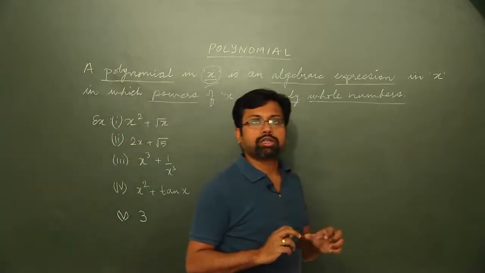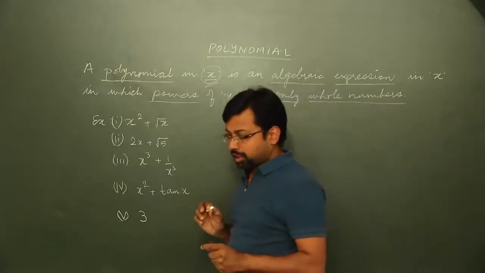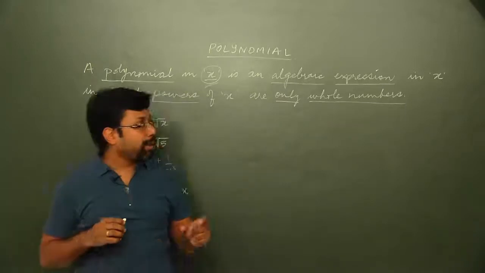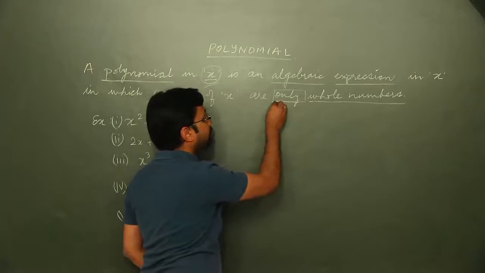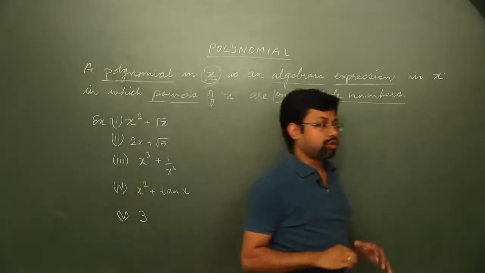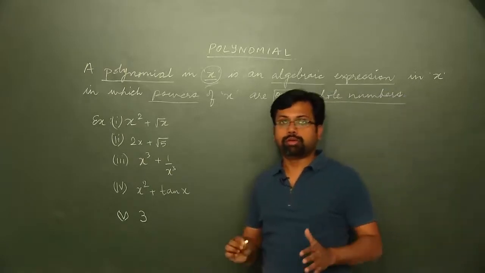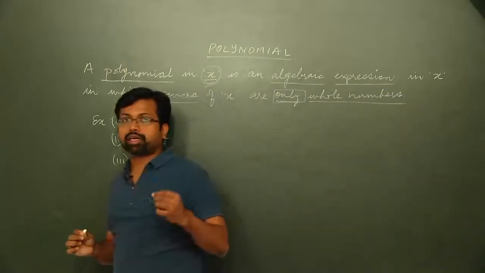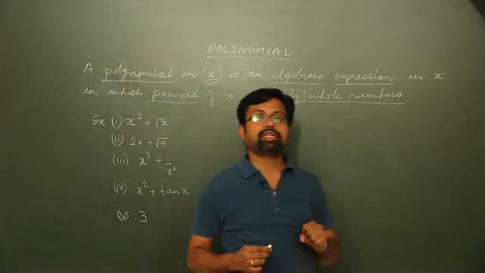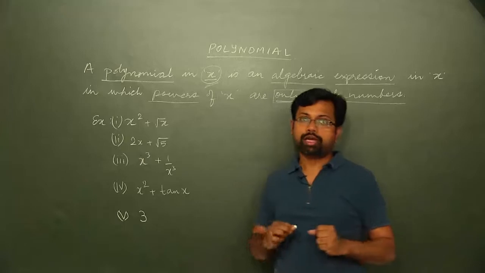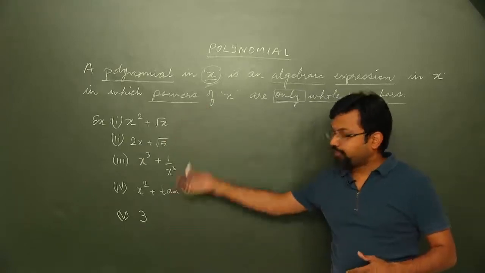So that is what the powers of X are, and for any expression to be classified as a polynomial, the powers of X have to be only whole numbers. It cannot be a fraction, it cannot be a negative number. It has to be only whole numbers. So if a given algebraic expression satisfies all these underlying conditions, then you can say that it is a polynomial in X. Now let's look at this using 5 examples here.